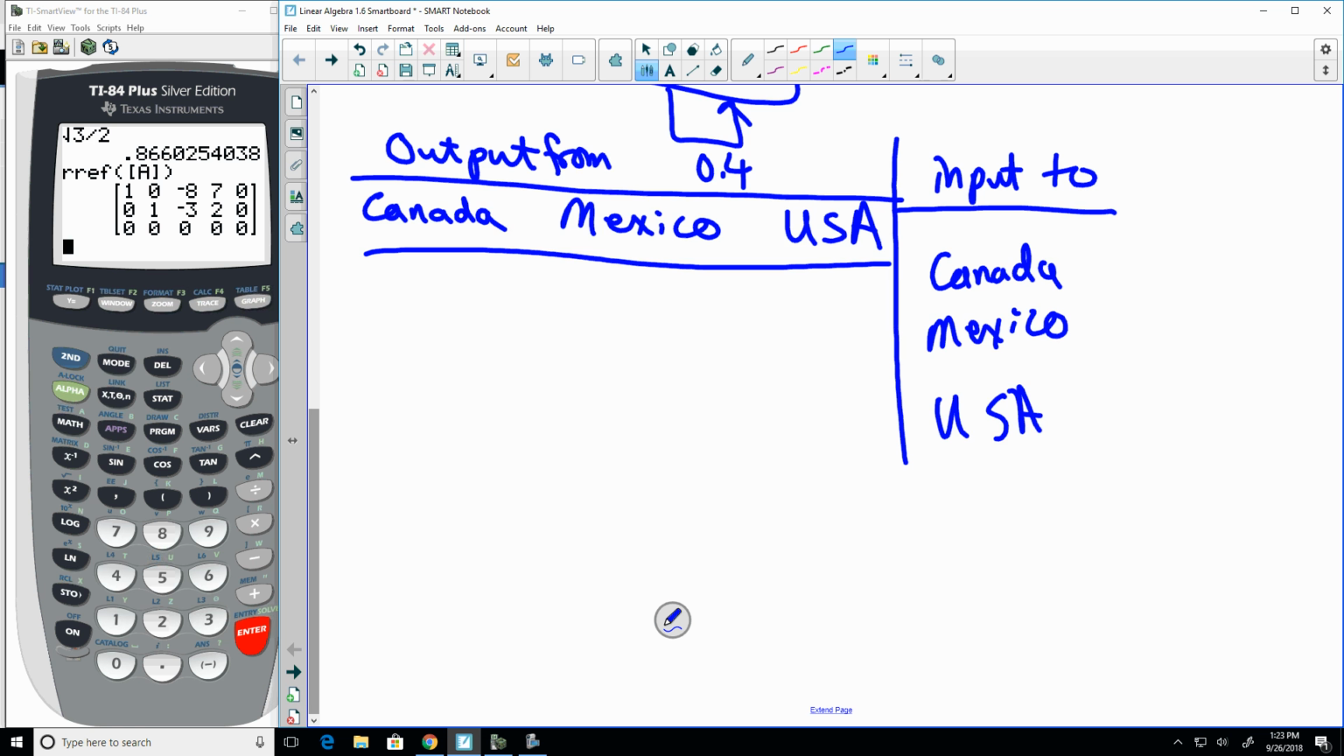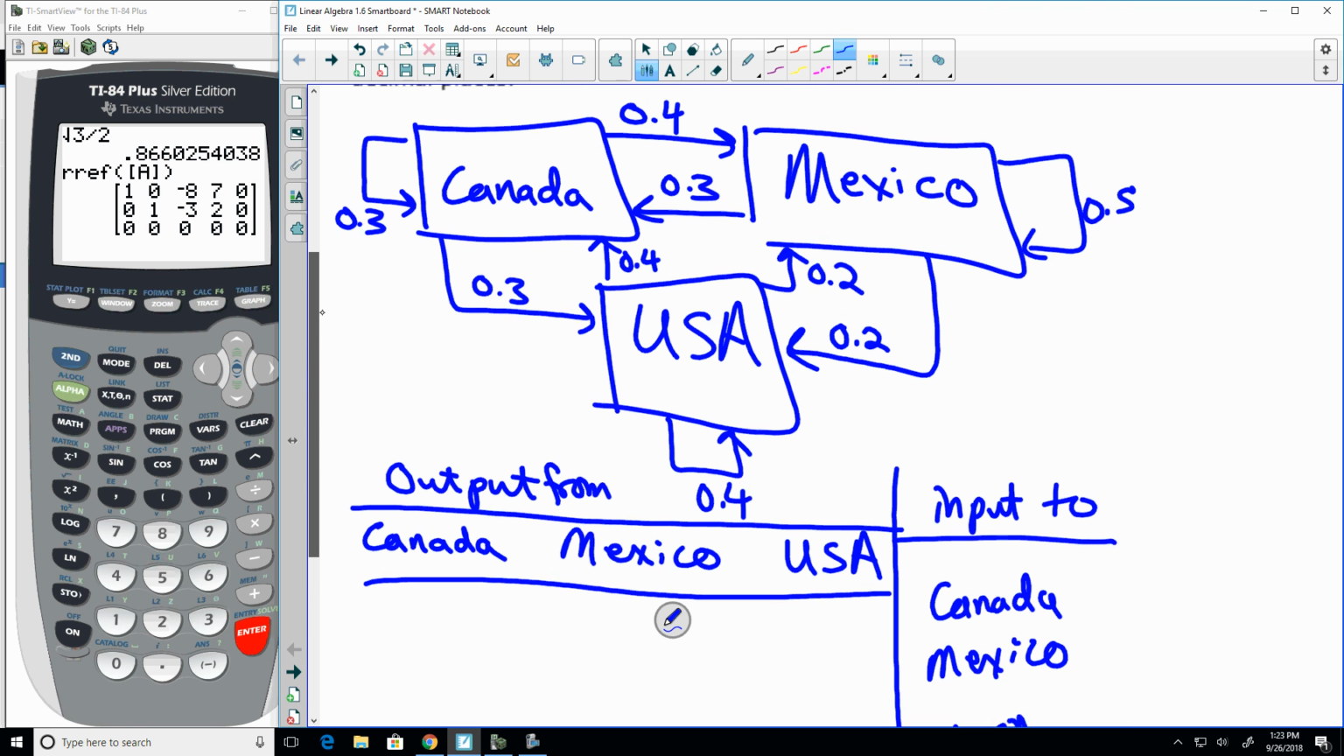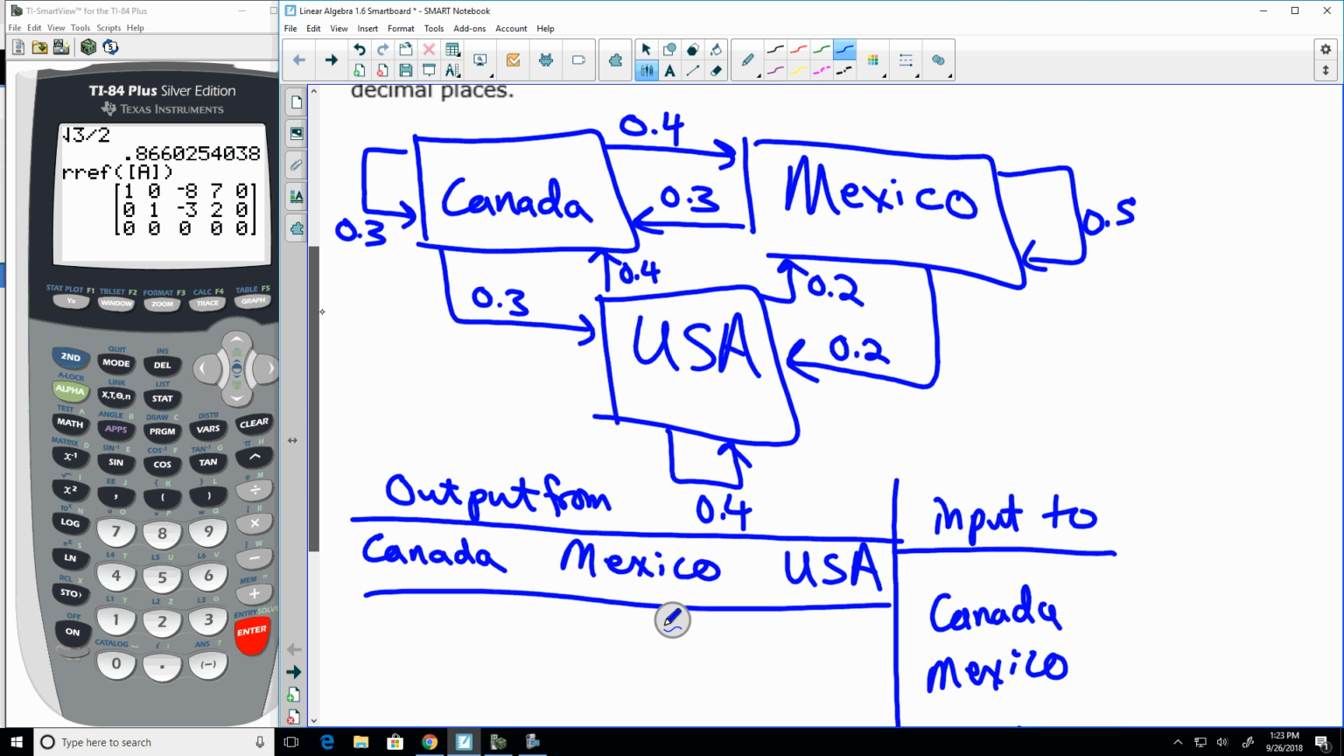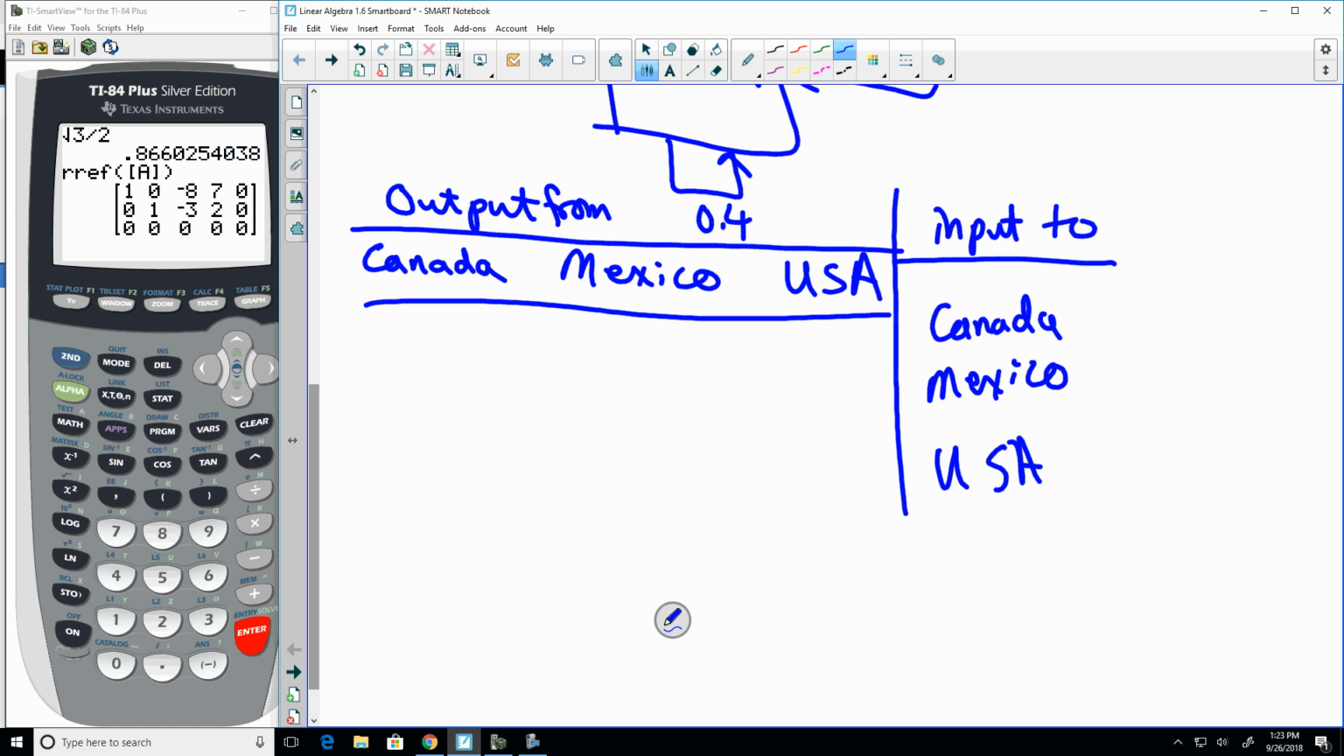So Canada sends 40% to Mexico, 30% to the USA, and keeps 30% to itself. And when you add up the column, it needs to add up to 100%. It needs to add up to be 1. Okay.